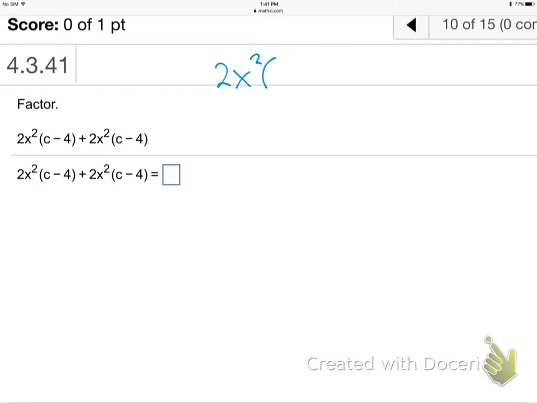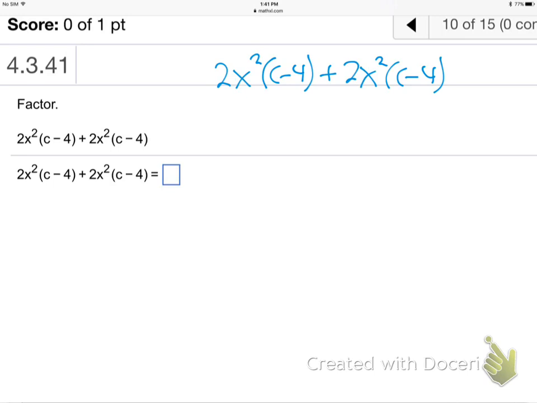2x squared times the parenthesis c minus 4. Oh, this is such a dumb one. Let me do this one with you real quick. I don't know why they did this. Think with me, let's stop all the factoring stuff for just a minute. Those are identical, right? Well, I guess we could factor. All right, I'll do it the factoring way.